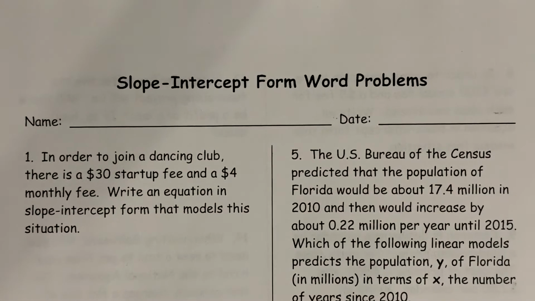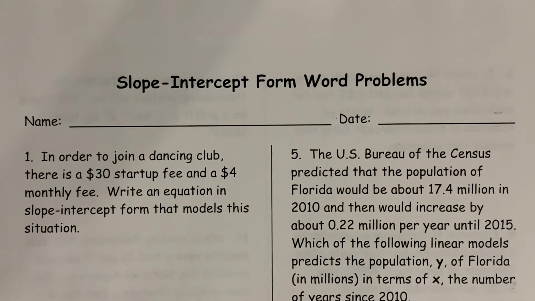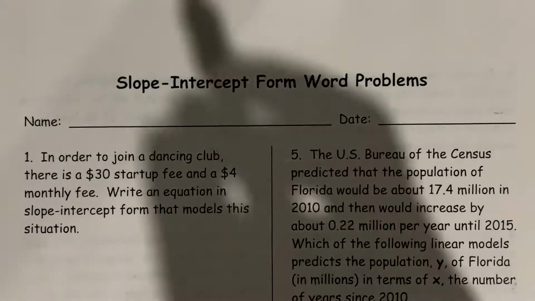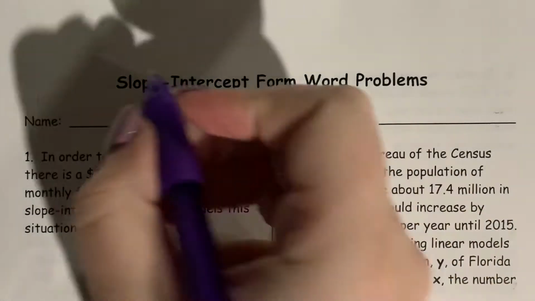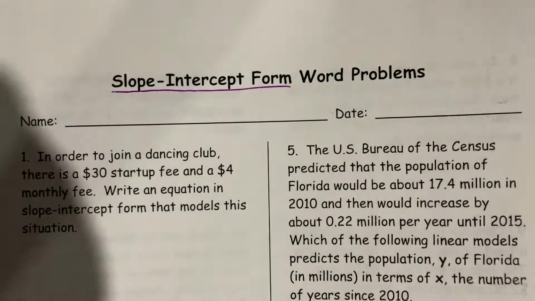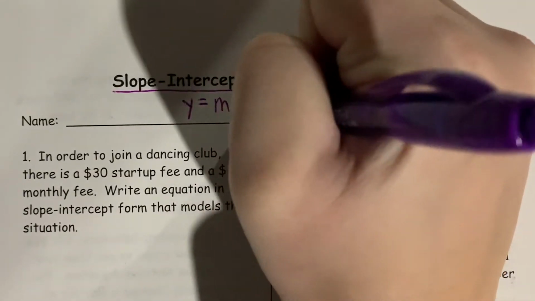Hi everybody, Mrs. Bowen here, and we're going to take a look at Learning Target 4.5. I can write equations from word problems and solve them. All of the word problems that we look at today are going to be in slope-intercept form, which we've worked with before. Slope-intercept form is y equals mx plus b.